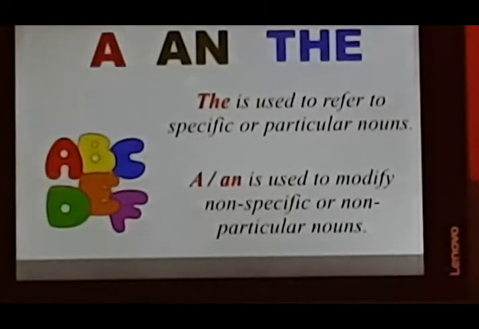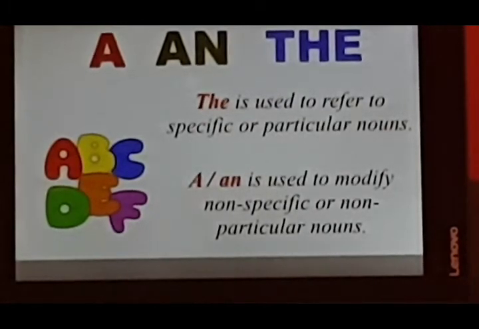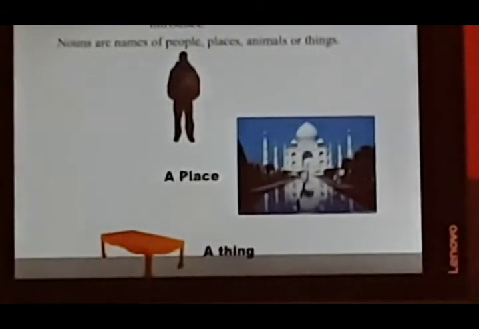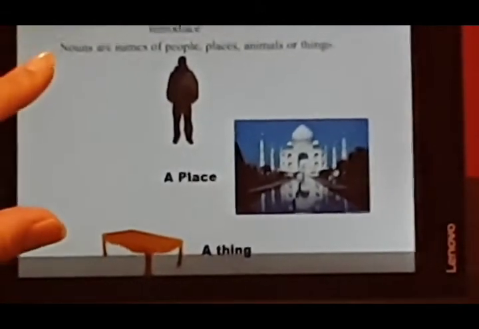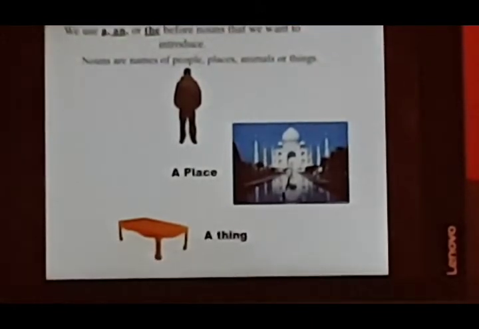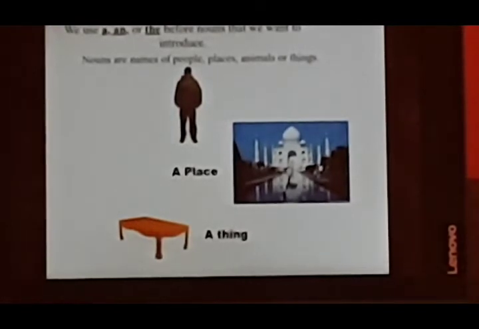The is used to refer to specific और पर्टिकुलर नाउन, मतलब जिसमें कुछ स्पेशल होता है, जिसमें कोई खास बात होती है. A and an is used to modify non-specific or non-particular nouns. Like I said, they are used to introduce nouns. We use a, an or the before nouns that we want to introduce. So they are actually adjectives, so they modify the noun they are used with.